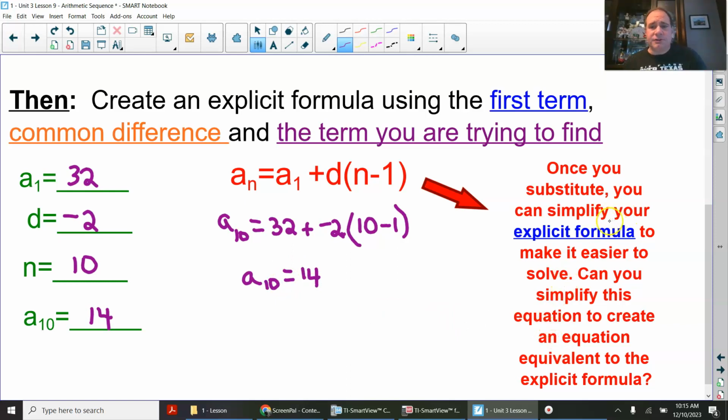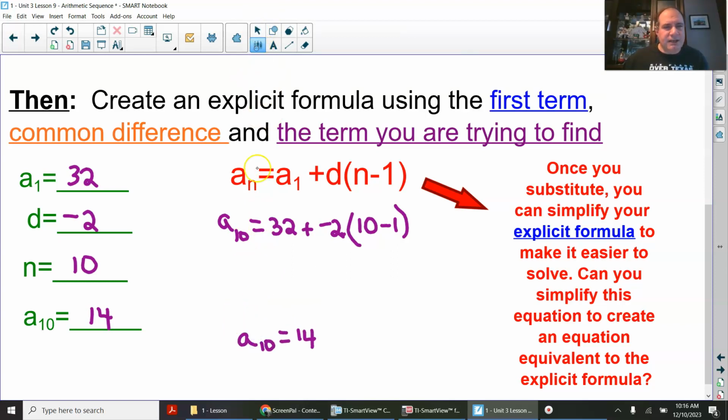And then once you substitute, you could simplify your explicit formula to make it easier to solve. Can you simplify this equation to create an equation equivalent to an explicit formula? Yes. You would just distribute and stuff like that. It's easy to do in the calculator. I'm just going to go ahead and move this down for a second and show you the step-by-step that I would do.